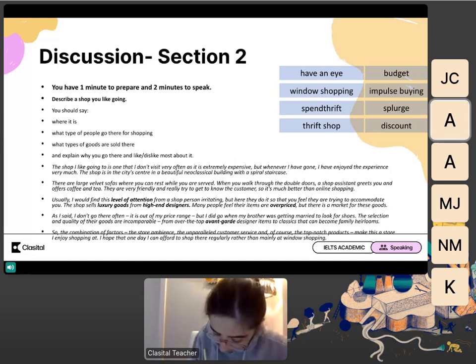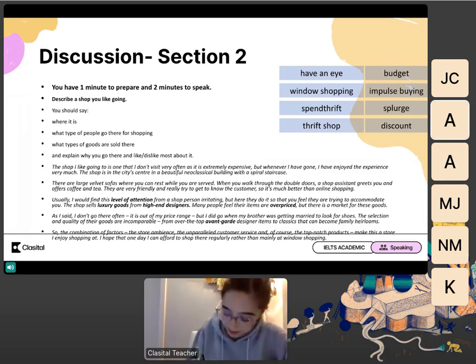But of course, because I need to wear some kind of clothes, I'm trying to make a list before going shopping, not to splurge a lot of money and stay on a budget.